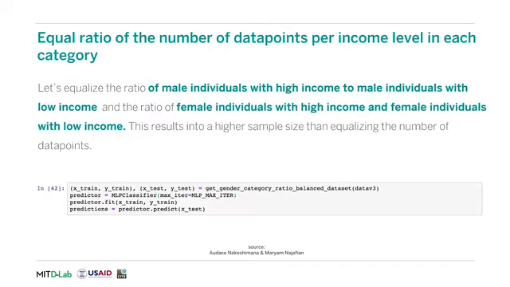In this methodology of equalizing the ratio of the number of data points per income level in each category, we equalize the ratio of male individuals with high income to male individuals with low income. And we do this for the female demographic as well. This results in a higher sample size. And to see how this is the case, I encourage you to look at the notebook for this work.